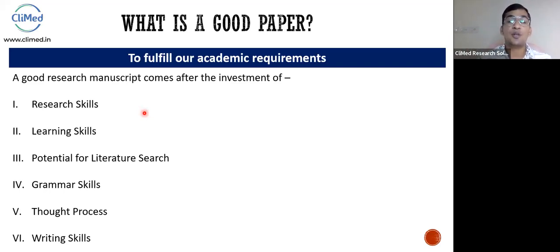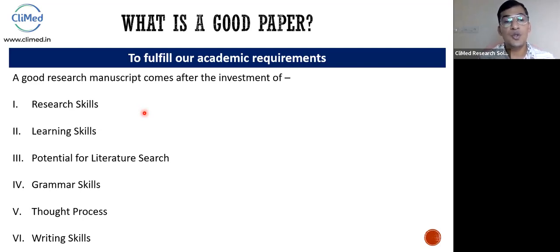That's where you need the proper brain to invest in the research, right? If I'm talking about original articles, definitely you need research. You have to come up with the methodology, the interventions, the study design, the statistical analysis, a lot of things. So you must have good research skills when you are planning to write a good paper. When you are writing a good research manuscript, you need good research skills. Okay, then learning skills, very important.